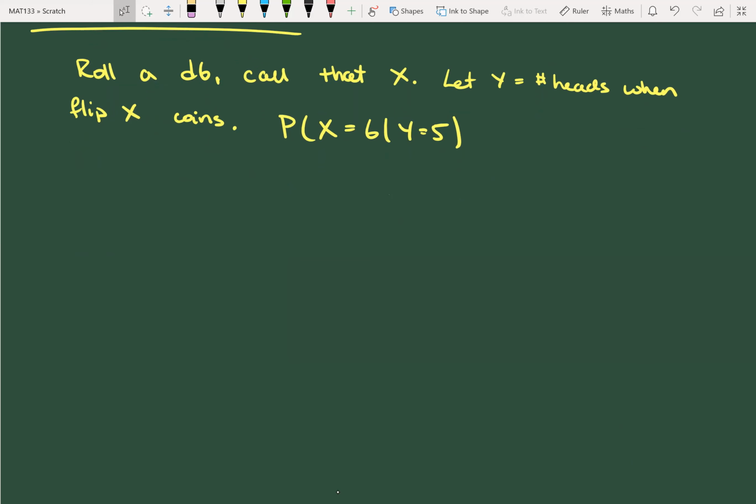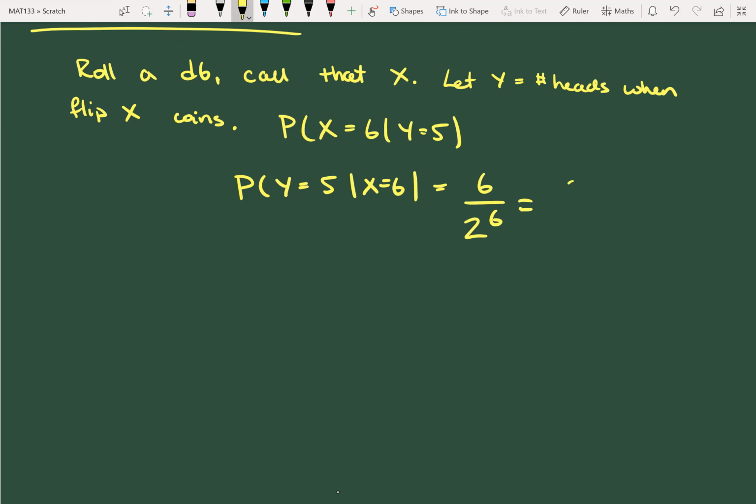And it really screams to me Bayes' theorem, right? So we could compute the probability that Y equals 5 given X equals 6. This is the natural thing to do, right? If I flip a coin 6 times, what's the probability that I get 5 heads? So you guys tell me. What is the probability that you get 5 heads given that you flipped a coin 6 times? So 6 choose 1, which is 6, divided by 2 to the 6. Absolutely.